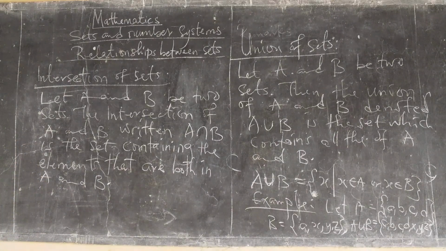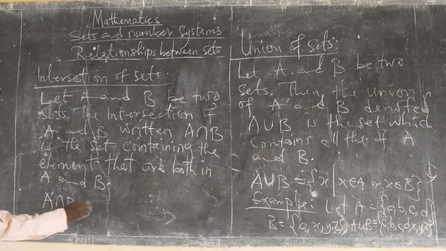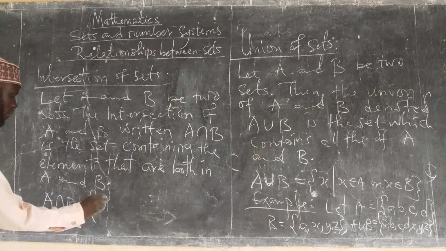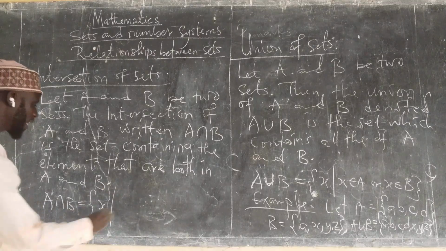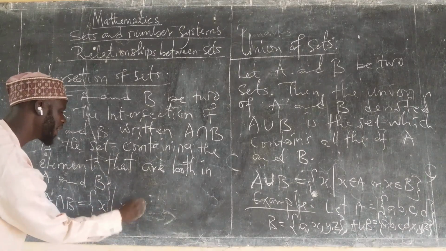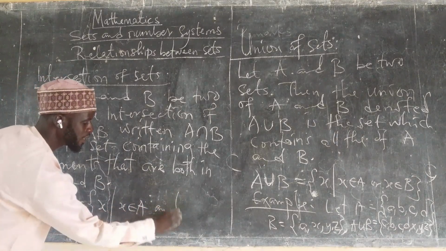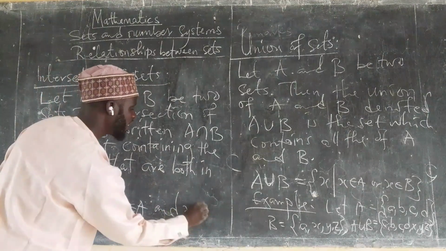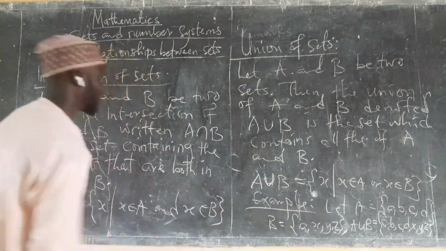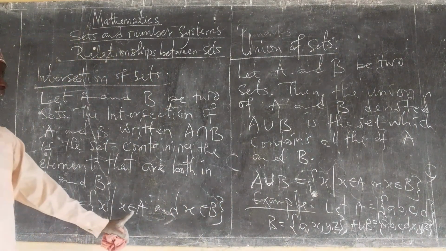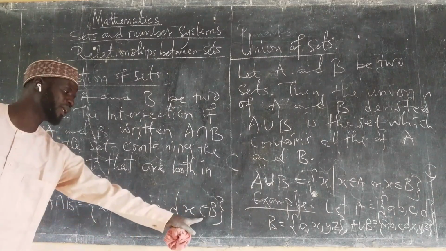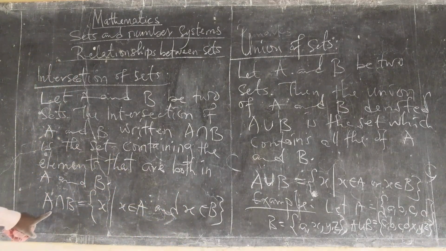So mathematically we write A intersection B as the set containing X such that X is in A and X is in B. So those elements that are in A and also in B, we call them the intersection of the two sets A and B.